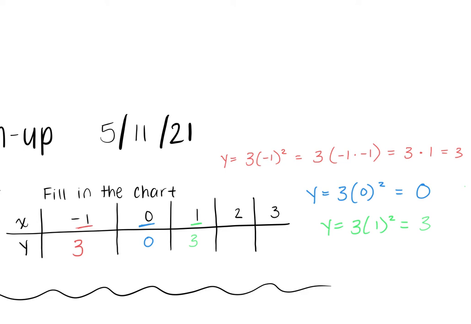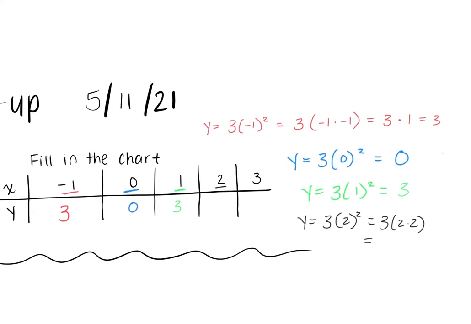Moving on. Let's try at 2. If y equals 3 times 2 squared, what are we going to get? Well, this is technically 3 times 2 times 2. Tessa, what did you get? Not 9. 12, yeah. Because 2 squared is 4, and you take 3 and multiply by 4, and you get 12. So at 2, y is 12.